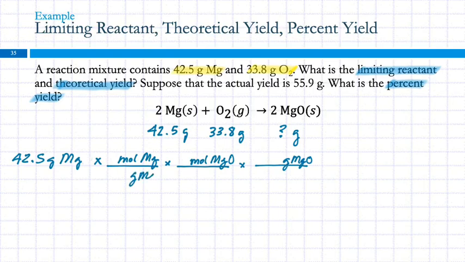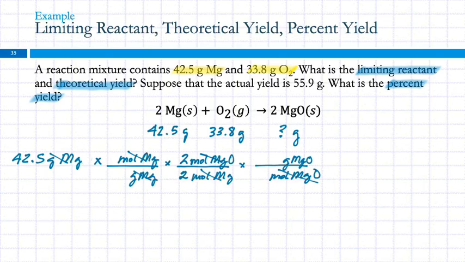So grams of magnesium down here. Moles of magnesium down here. Moles of magnesium oxide down here. The mole ratio, what do I put in front of MgO? 2. And what do I put in front of Mg? 2. So these are the coefficients. 2 moles of magnesium, 2 moles of magnesium oxide.